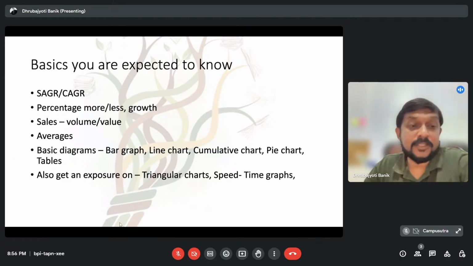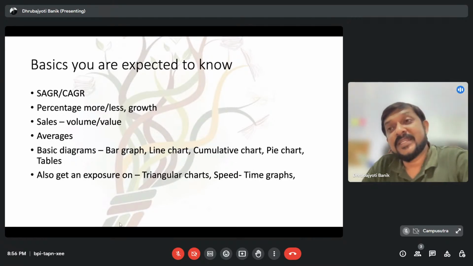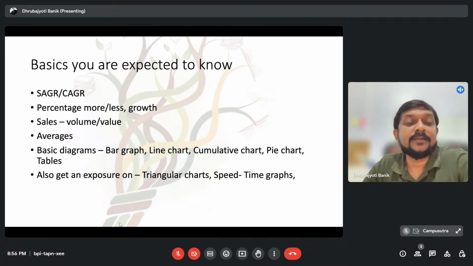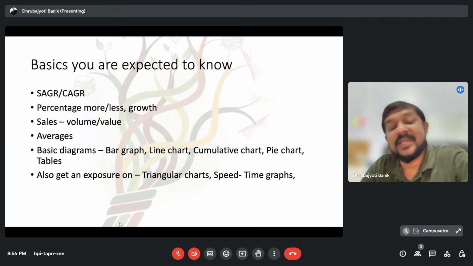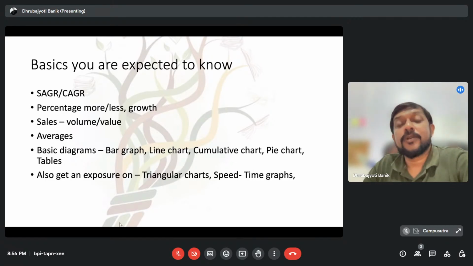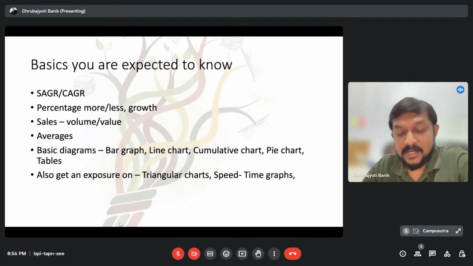Venn diagrams, of course, whether you consider it as part of DI or LR, okay. These are some of the things where you should be able to read that diagram. You should have the basic knowledge about how to understand a cumulative bar chart, or how to read a pie chart. Obviously, these are some of the things that you will need to know.